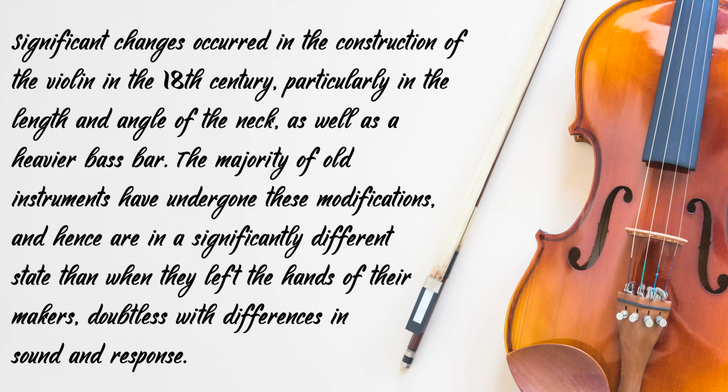Significant changes occurred in the construction of the violin in the 18th century, particularly in length and angle of the neck, as well as a heavier bass bar. The majority of old instruments have undergone these modifications and hence are in a significantly different state than when they left the hands of their makers, doubtless with difference in sound and response. But these instruments in their present condition set the standard for perfection in violin craftsmanship and sound, and violin makers all over the world try to come as close to this ideal as possible.